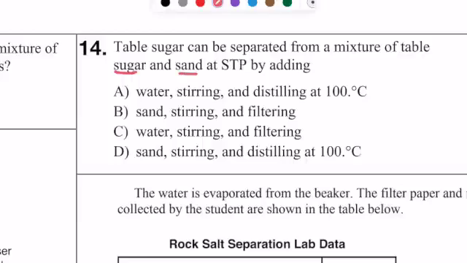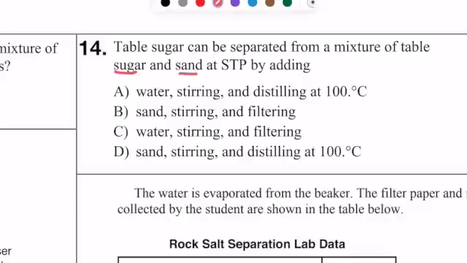So the first thing that we would want to do, because if we just take both of these things in the solid form, we cannot use filtration for this, because technically both of them are just solids. They are both going to stay on the filter paper, and there is no technique that we have learned to separate two solids from each other. So what we're going to have to do is dissolve this mixture of sugar and sand into water, because now what's going to happen is that the sugar is going to dissolve, the sand will not.